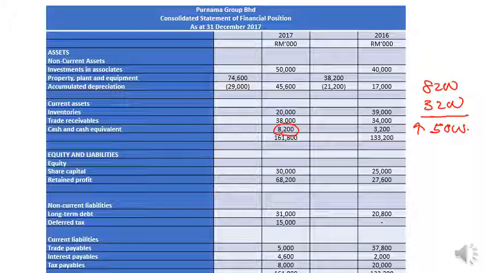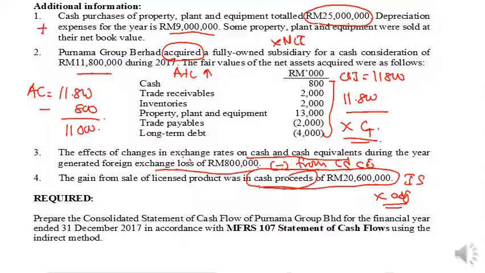Now we're going to look at the additional information. The cash purchase of PPE, plant and equipment, totals 25 million. This is already given, and this is the amount of purchase. Depreciation expense for the year is 9 million, so we need to add this back. It said that some of the property, plant and equipment was sold at their book value.